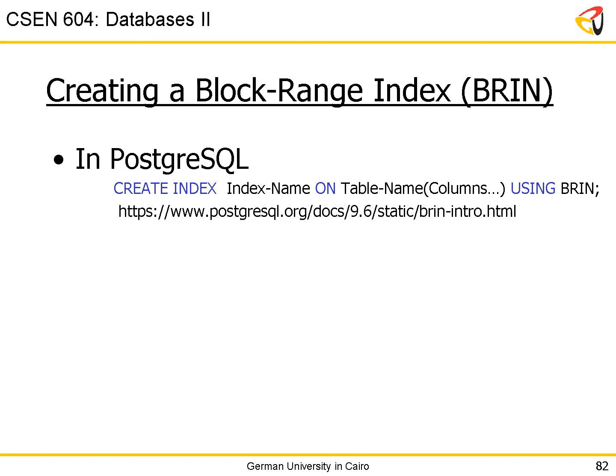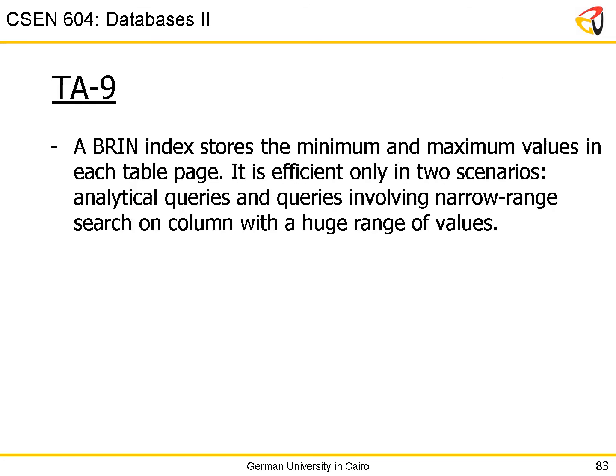And I have linked for you here the documentation that you should read regarding the Brin index implementation in Postgres. The takeaway is a Brin index stores the minimum and maximum values in each table page. It is efficient only in two scenarios: analytical queries and queries involving narrow range search on a column with a huge range of values.